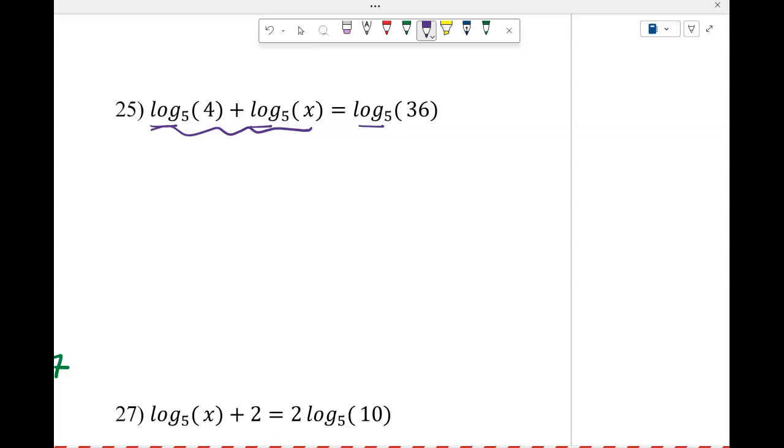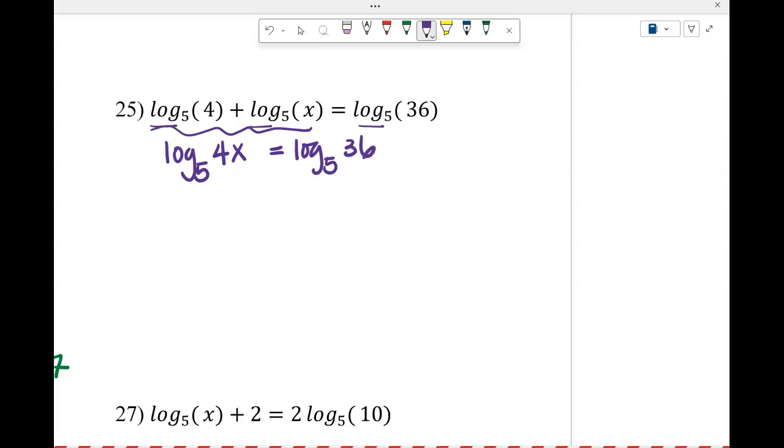So on the left side is log base 5 of 4 plus log base 5 of x. We need to use the product property. When it is an addition in log, the product property says we can write it as a multiplication. So it's going to say 4 times x, okay? So log base 5 of 4 times x equals log base 5 of 36. Now we have one log on each side.